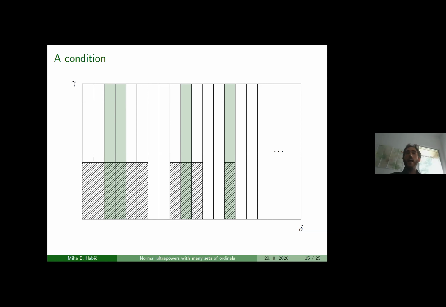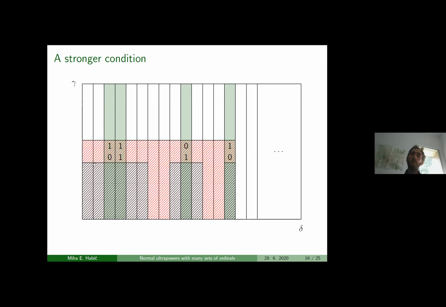The side condition comes into play when I want to strengthen my condition. So how do I strengthen a condition like this? I strengthen it by strengthening the working part, so the Cohen part. But I need to pay attention to these green columns. So I put an additional restriction, and I say that within each collection of these green columns, when I strengthen the working part, I am not allowed to put a whole row of zeros or a whole row of ones. So each row, when restricted to a set of green columns, needs to sort of alternate.